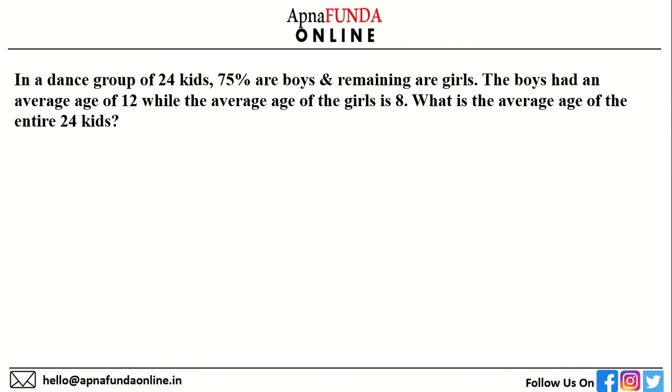Next question. In a dance group of 24 kids, 75% are boys and the remaining are girls. The boys had an average age of 12 while the average age of girls is 8. What is the average age of the entire 24 kids? Simple question, again a question of weighted average. 24 kids. So there are boys and there are girls. Boys are 75%, so girls are 25%. Remaining are girls. Remaining means 25%.